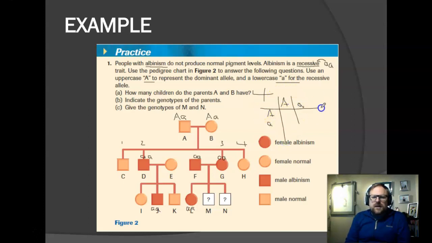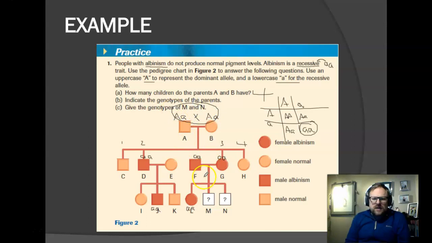They're going to produce individuals that are non-albinos, which would be these 3 individuals, but they're also going to produce the possibility, a 1 in 4 chance, of producing individuals who are albinos. If you do any other combination of parents, it's not going to work. If this parent, for example, was big A, there would be 0 chance of producing an offspring who has albinism. Okay, so that must be the genotypes of the parents.